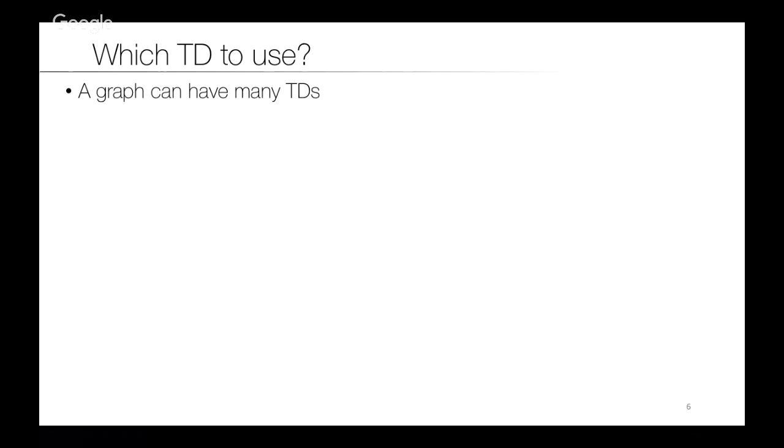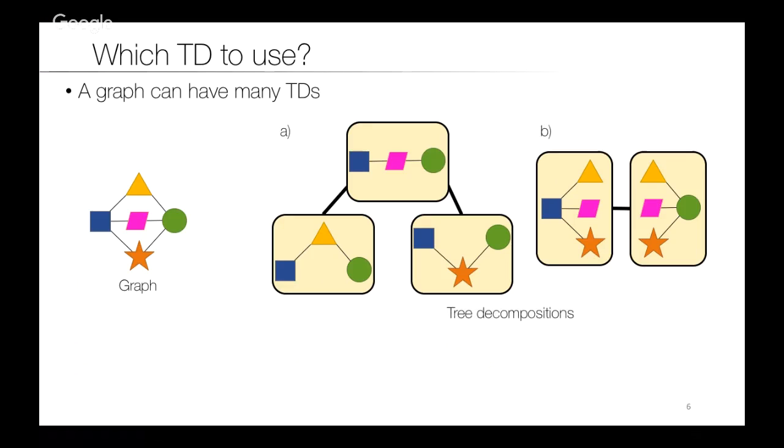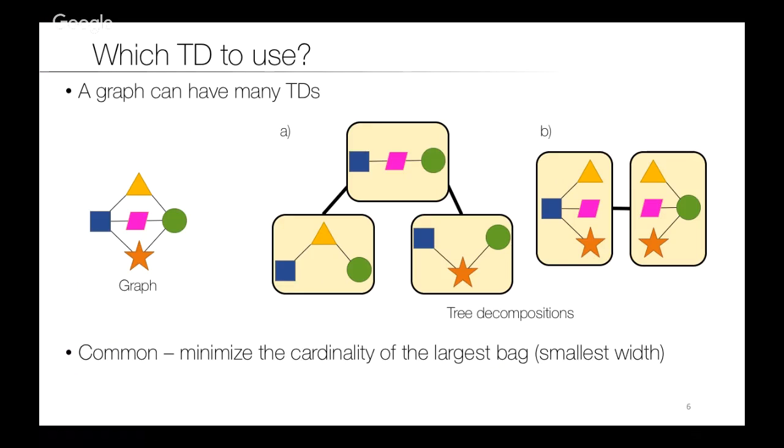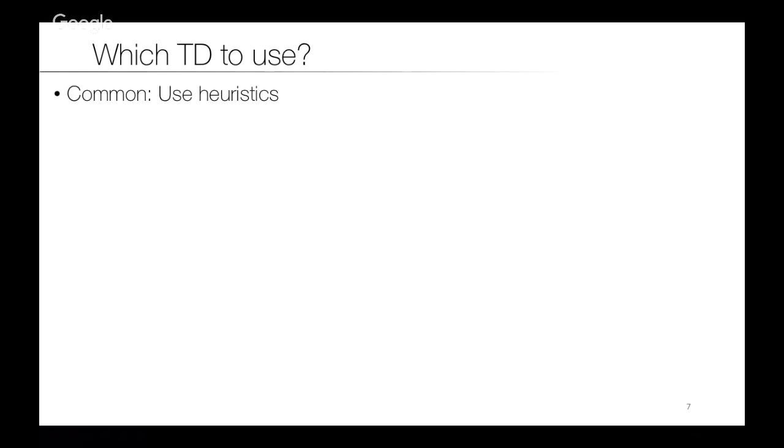So we're convinced we want to use a tree decomposition, but how do we know which one to use? A graph can have many tree decompositions, and this is an example. So the common thing to do today is to try to minimize the width, which means that we want the largest bag to be as small as possible. But unfortunately, finding the smallest width is a hard problem. So what we usually do today is that we use heuristics to find a pretty good tree decomposition with a pretty good width.